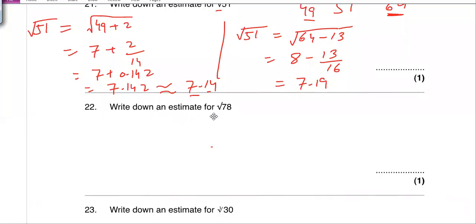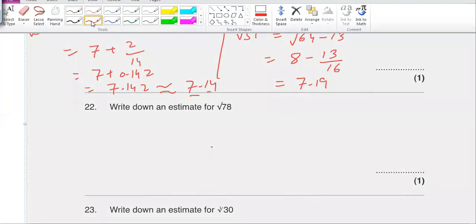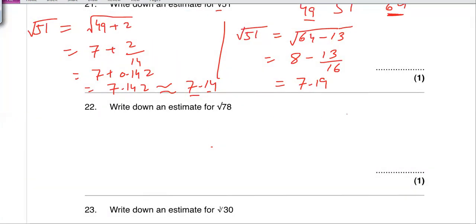Okay, we have to write down an estimate for the square root of 78. Now how will we write the estimate? Look, if I write the square root of 78, what is the perfect square before 78? It is 64. And the one after this is 81. I always recommend you go to the closer one. That is best. So 81 is the closer one, which means I will use this one.